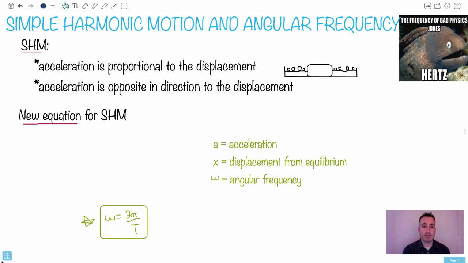So if you're in higher level, this topic is for you. We're going to add to simple harmonic motion, and we're going to do the more details here, but they're not actually that hard.